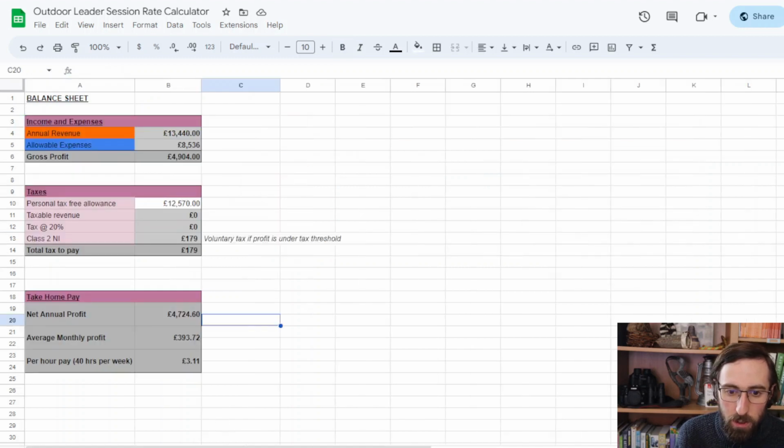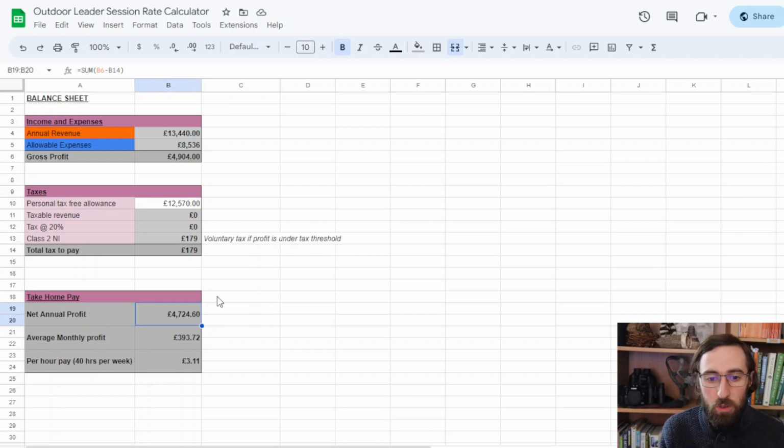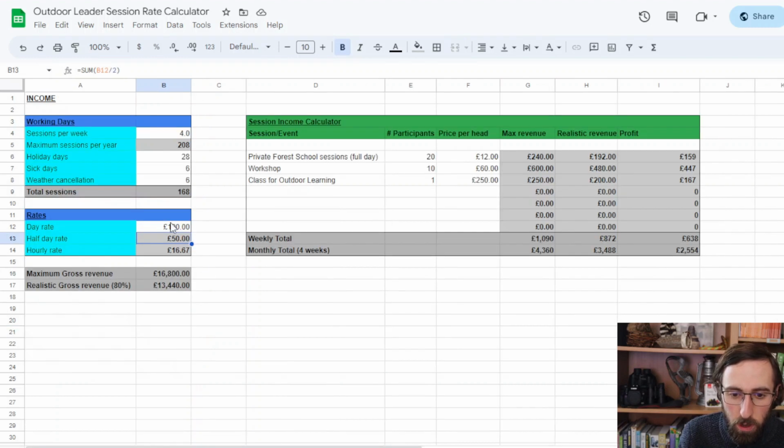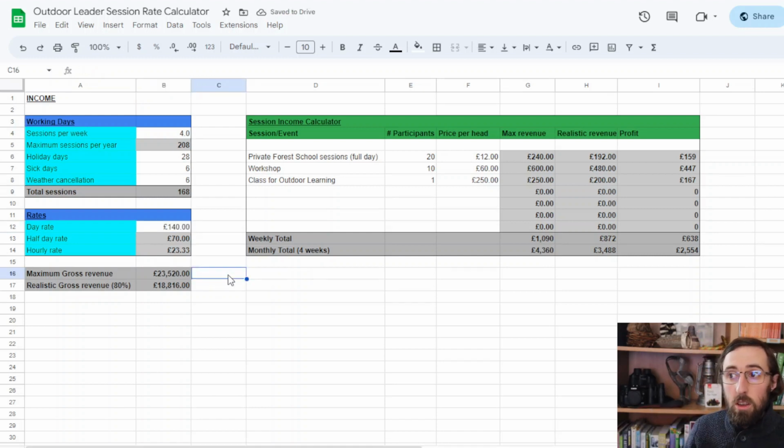So as you can see in the balance sheet, go back to here, we're falling pretty far short of the amount we need to get. Basically, we're a quarter of minimum wage. So that's when we can start playing with a few of the figures. Now I've found personally that £140 is probably where you want to be as an experienced and skilled outdoor provider, because you've probably put in a number of hours.